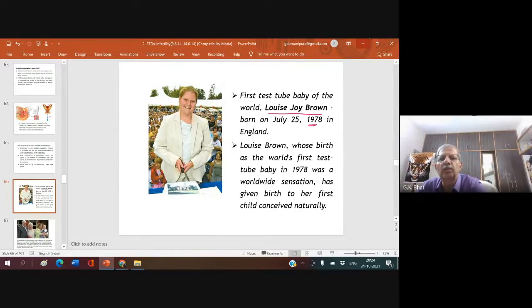First test tube baby, you must know that the first test tube baby of the world is Louise Joy Brown. This is the lady, this is the baby. Now she is grown up. Born on July 25th, 1978 in England.